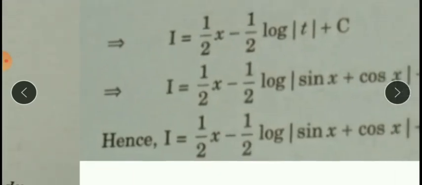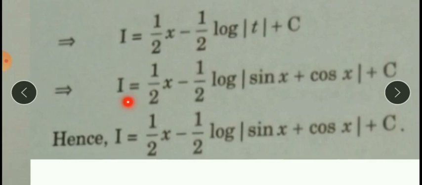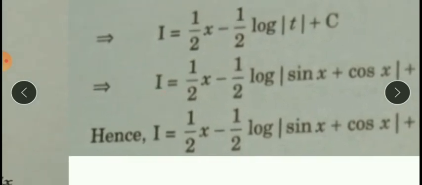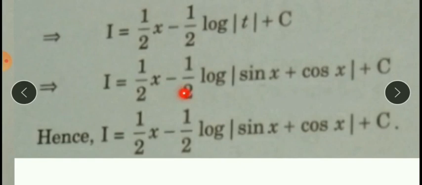Then I is equal to 1 upon 2 x minus 1 upon 2 integration 1 upon t, which is log t plus c. That is, I is equal to 1 upon 2 x minus 1 upon 2 log t, meaning sin x plus cos x plus c. So I is equal to 1 upon 2 x minus 1 upon 2 log mod of sin x plus cos x plus constant of integration. This is our required integration.